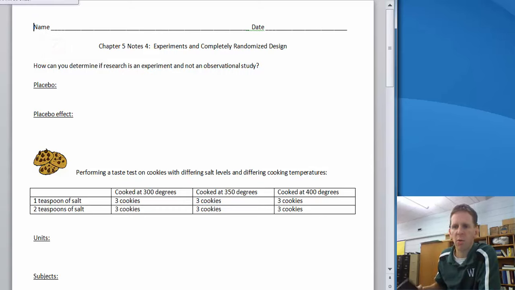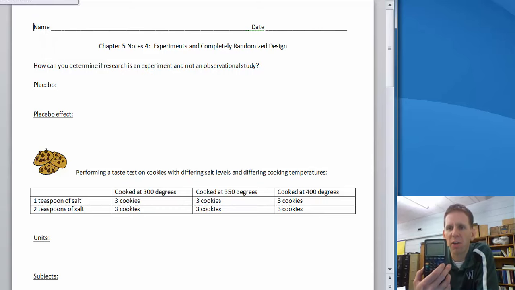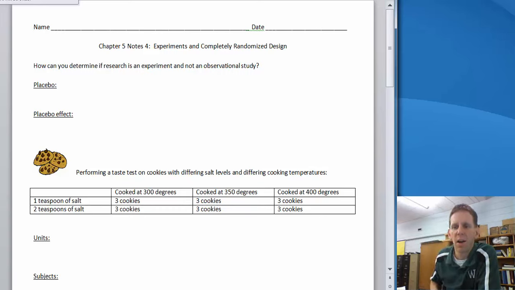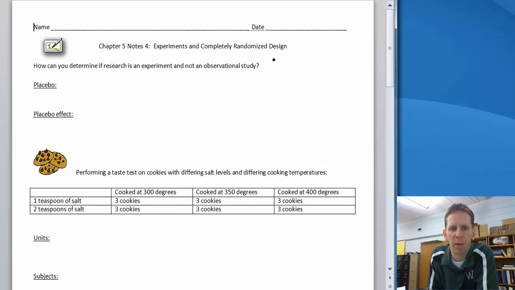And if you forget it, remember, it appears on your calculator. This is a TI calculator. TI are the initials for what makes up an experiment. In an experiment, a treatment is imposed. So how can you determine if research is an experiment? If a treatment is imposed.